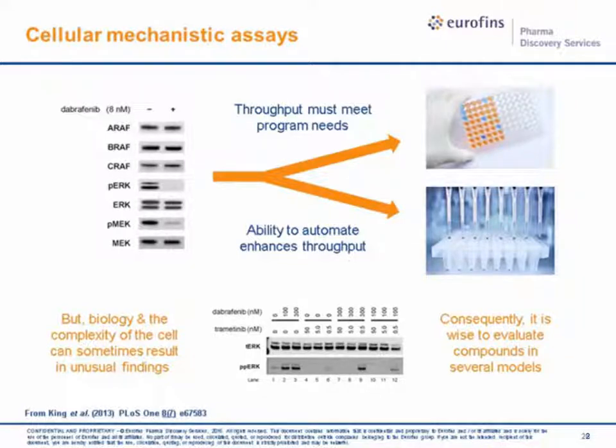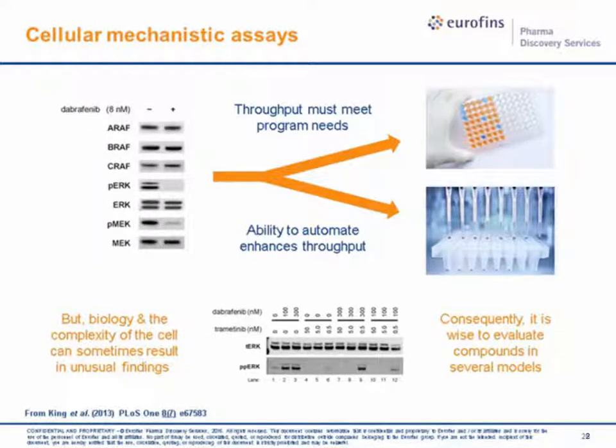So on this slide, I'm just showing an example of a cellular mechanistic assay. This is looking at the inhibition of BRAF activity, which downstream manifests as an inhibition of MEK phosphorylation as its immediate substrate, and then subsequent to that, ERK phosphorylation in the pathway of signaling there for BRAF. And this is taken from a paper that was published a few years ago around the development of dabrafenib, which is a BRAF kinase inhibitor.